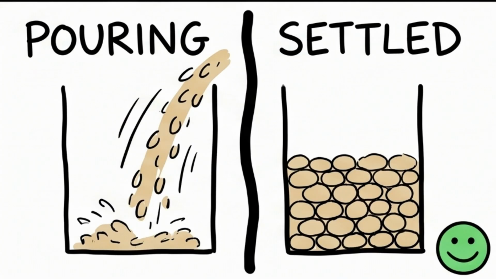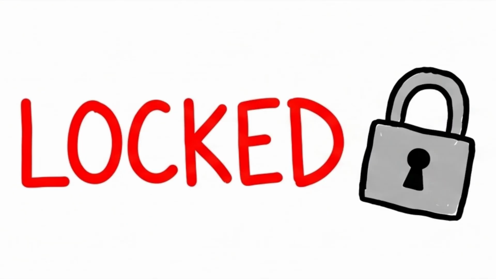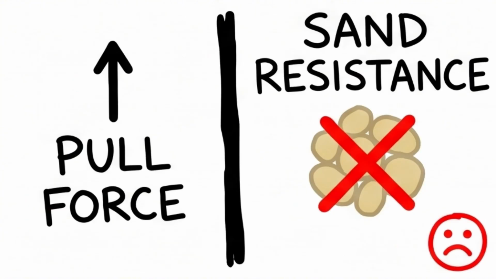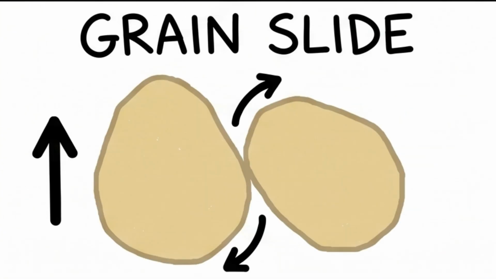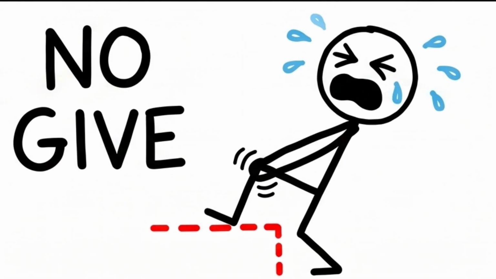Sand that has flowed into a hole and settled is packed tight and confined on every side. There is nowhere for it to expand into, so it locks. This is why a buried limb cannot be pulled free. Pulling asks the grains to slide. Sliding asks the packing to expand. The packing has nothing to expand into.